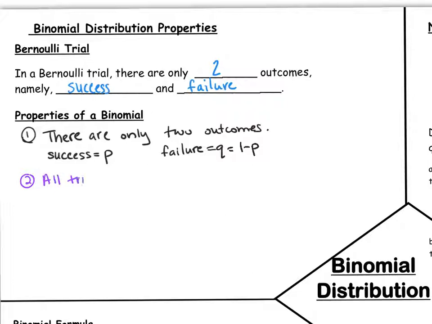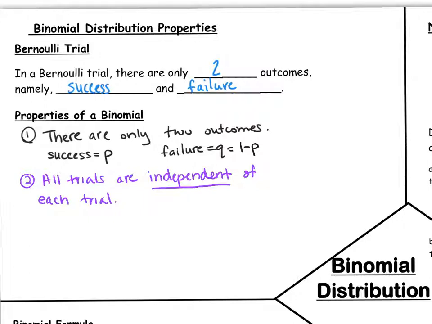All trials are independent of each other. What does the word independent mean in probability? It means to multiply. So we can multiply probabilities, what this is telling me, all right?